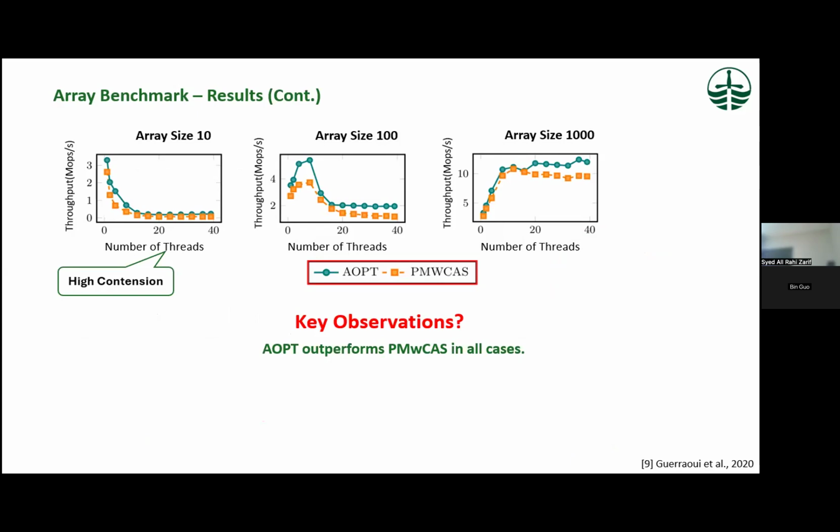Can you explain why, when the array size is 10, it decreases so much on the left side? Because AOPT requires pure CAS operations, we saw only K plus 1. And on high contention, it performs like this. So when the array size is 10, our MCAS doesn't work very well. Yeah, the throughput decreases sharply with the number of threads. Yes.